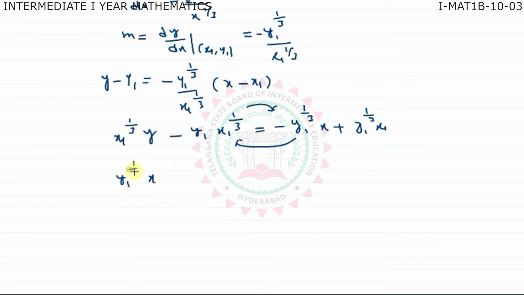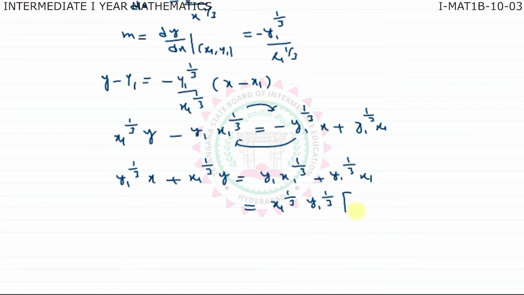y1 to the power of 1 by 3 into x plus x1 to the power of 1 by 3 into y. This is equal to y1 to the power of 1 by 3 into x1 to the power of 1 by 3 plus y1 to the power of 1 by 3 into x1. From this, if I take common x1 to the power of 1 by 3 into y1 to the power of 1 by 3 common, from y1, if I take y1 to the power of 1 by 3, y1 to the power of 2 by 3 remains.